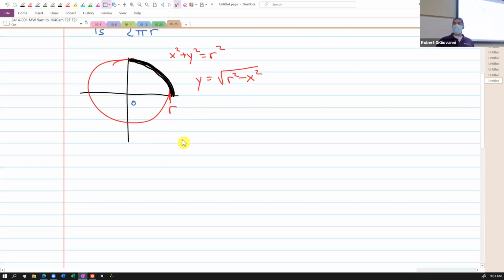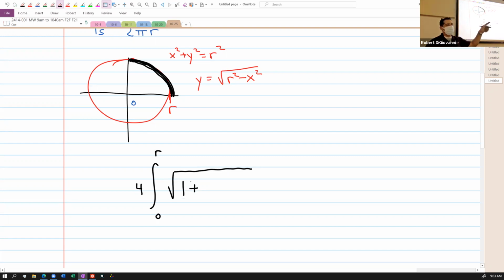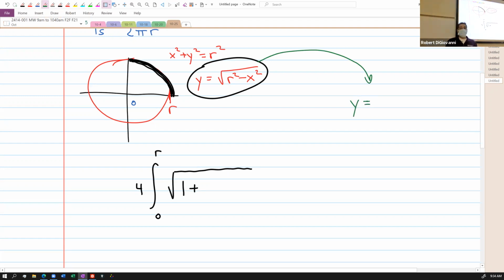In fact, I think I'll put it into the formula right now. I'm going to put 4 times the integral from 0 to r, and then square root of 1 plus. Now I have some work to do, right? I need to go take that function. This is my function. I need to take it over here. I need to find its derivative. All right, taking the derivative of that.